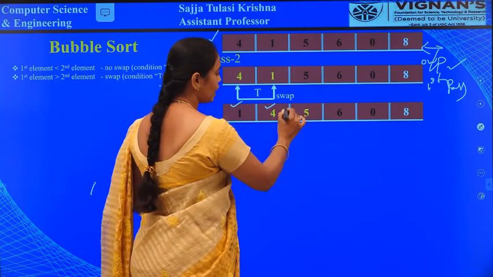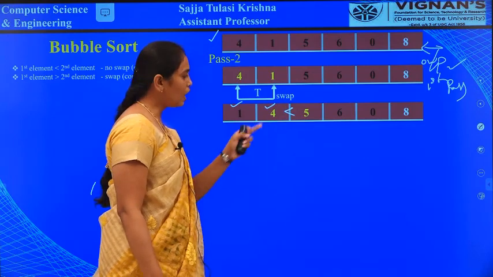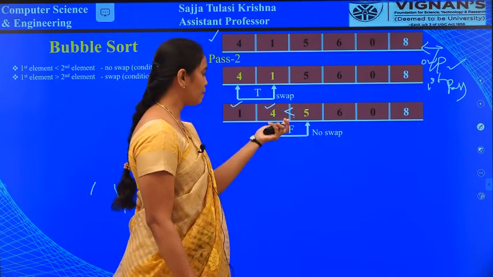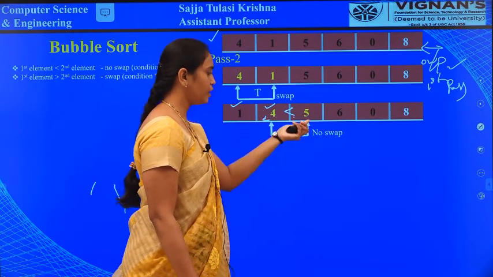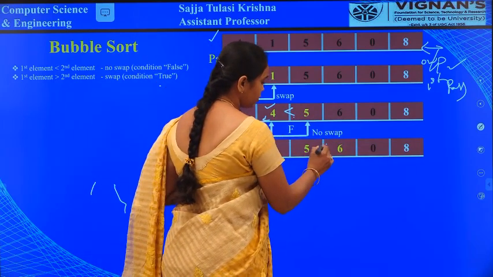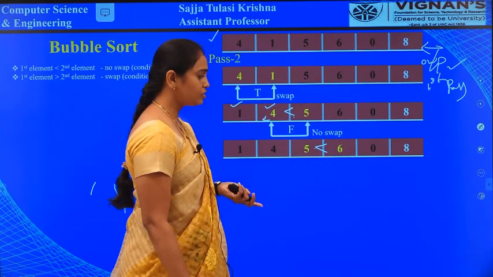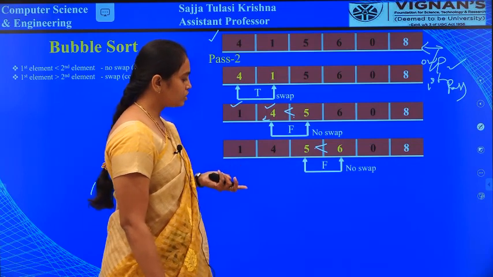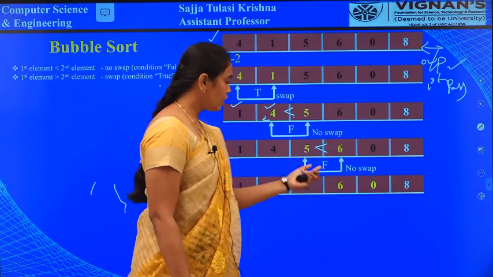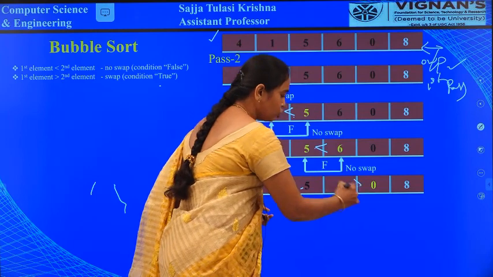So now coming to compare these two numbers. 4 is less than 5. So now the condition is false, so there is no need of swapping. Now see, compare the next two numbers. These two numbers, 5 is less than 6. So now the condition is true or false? False. So there is no need of swapping. So now see, 5 and 6 are in the same place. Now compare the next two numbers.